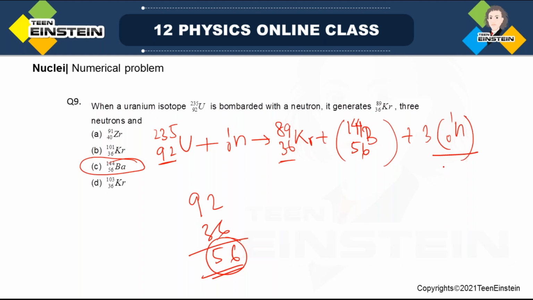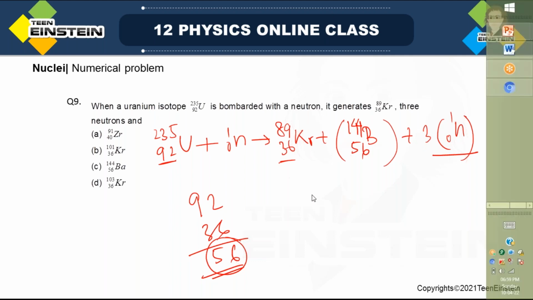So these are the problems we had solved. When uranium 236 92 is undergoing a fission reaction, it will first break up into two comparatively lighter nuclei, those are krypton and barium, along with 3 neutrons. So we'll stop it here for today. If you have any doubt anywhere, you can ask me, Deepa.